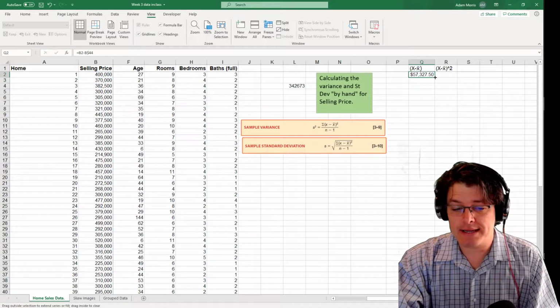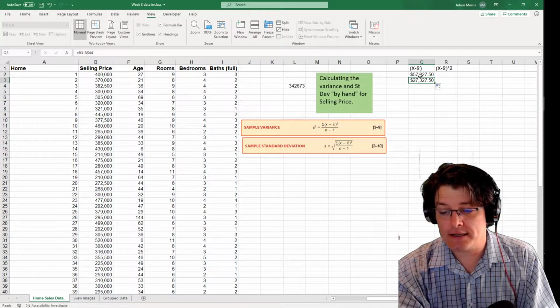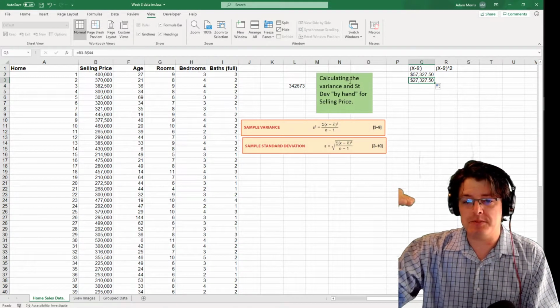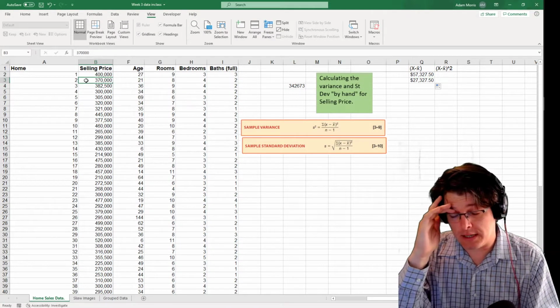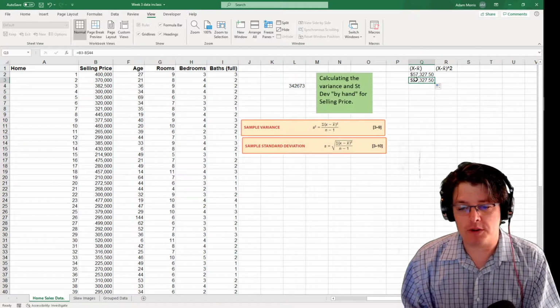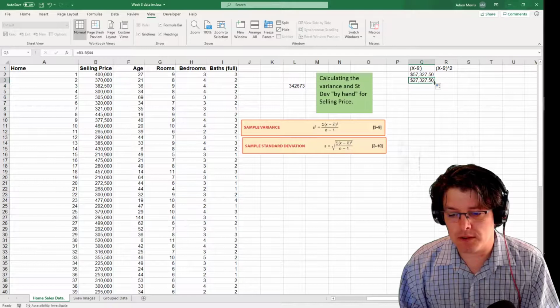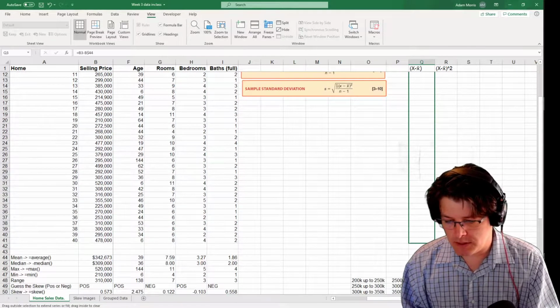Okay, so now when I drag it down, the B2 is free to update. Excel can see that I would like it now to be B3, which is the price of home number 2. But B44 is still the mean. Okay, so I can quickly now drag this all the way down to home 40.